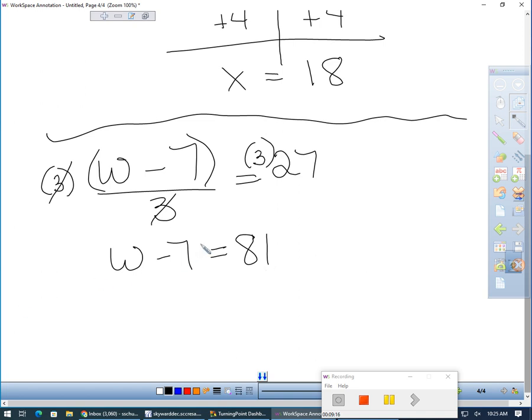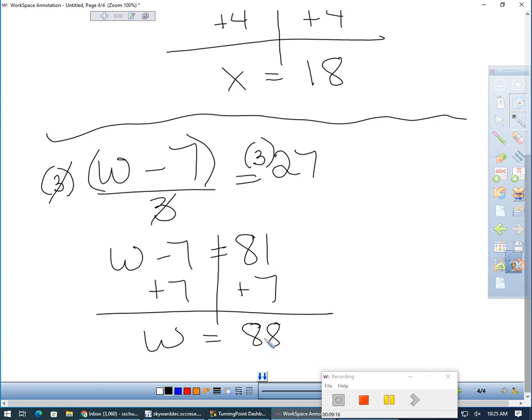And now what do I do? Good. Add 7 to both sides. So I have w equals 88. I agree. Good. All right.